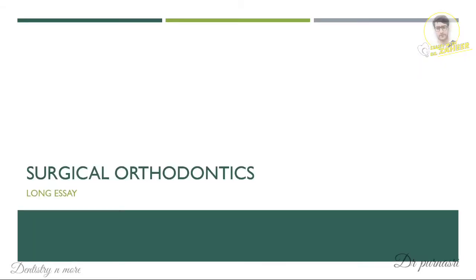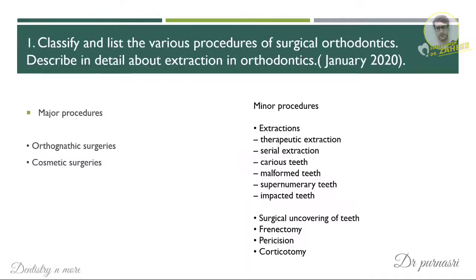Next topic is surgical orthodontics. Here we have a long essay. Classify and list the various procedures of surgical orthodontics. Describe in detail about extraction in orthodontics. So the different surgical procedures in orthodontics, we divide them into major procedures and minor procedures. Major procedures include the orthodontic surgeries and the cosmetic surgeries, whereas the minor procedures include the extractions, surgical uncovering of teeth, that is if they are impacted, then there is frenectomy, pericision and the corticotomy.